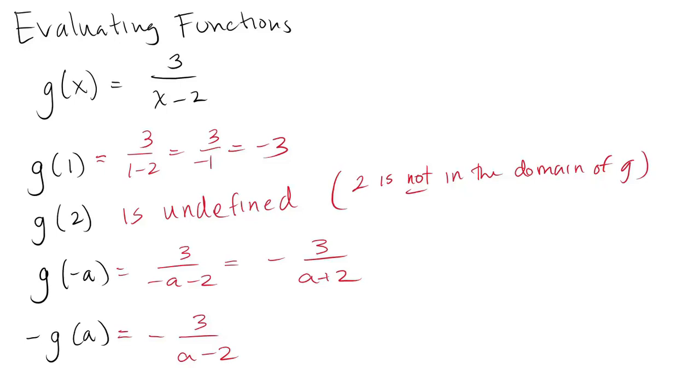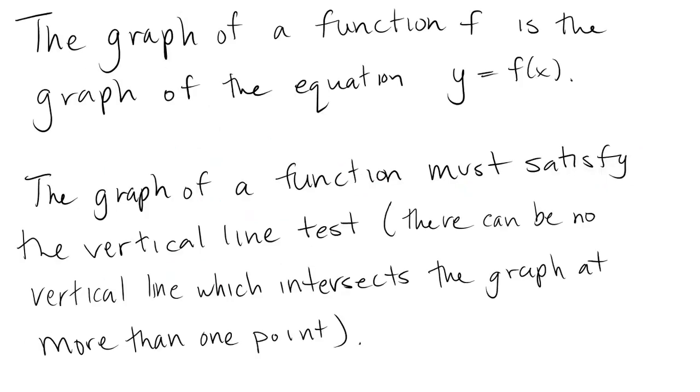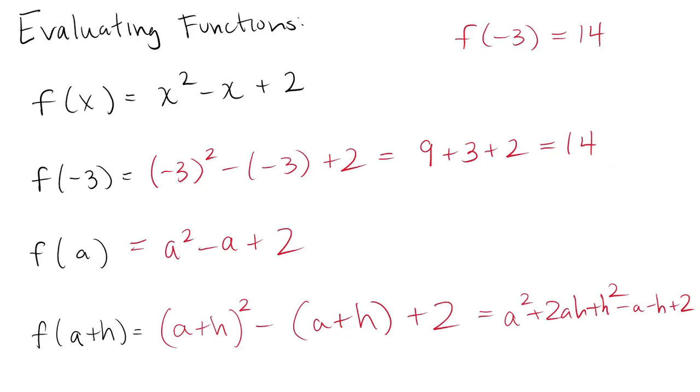Well, one reason to evaluate a function is to come up with its graph. The graph of a function f is the graph of the equation y equals f of x. So if we were graphing that first example, f of x equals x squared minus x plus 2, we know that when x is negative 3, y is 14, that would correspond to the point negative 3 comma 14 on the graph.